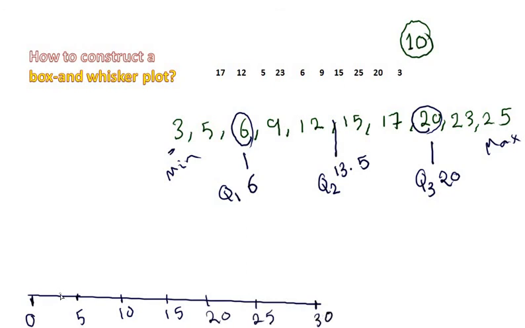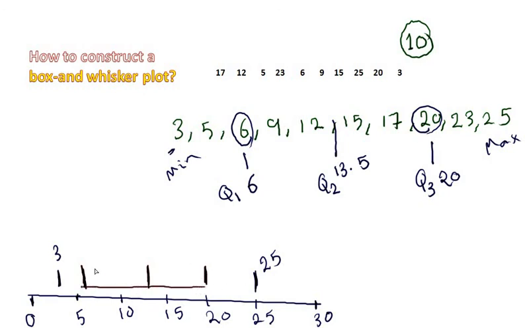The minimum is almost here, 3. The maximum is exactly 25. The first quartile is 6, right after the 5. The second quartile is 13.5. It's between 10 and 15. It's more than half of the distance here. And the third quartile is 20.